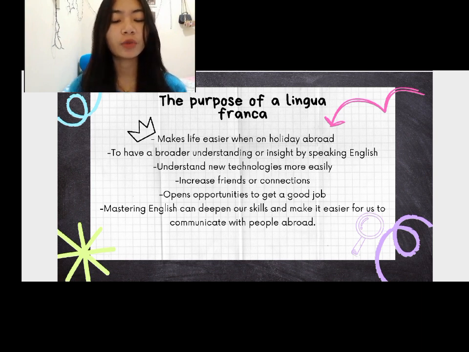Improving your listening and reading skills. One of the goals of learning English is to help improve your listening skills in understanding different languages from various countries. Once you have mastered it, you can read and understand English from various sources such as books, articles, and business documents.